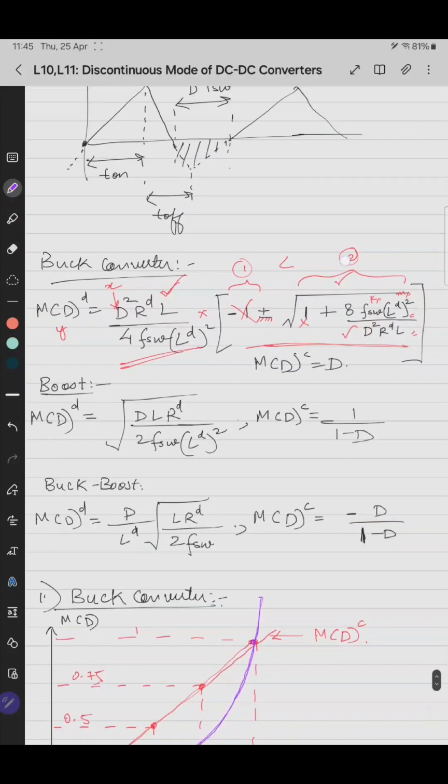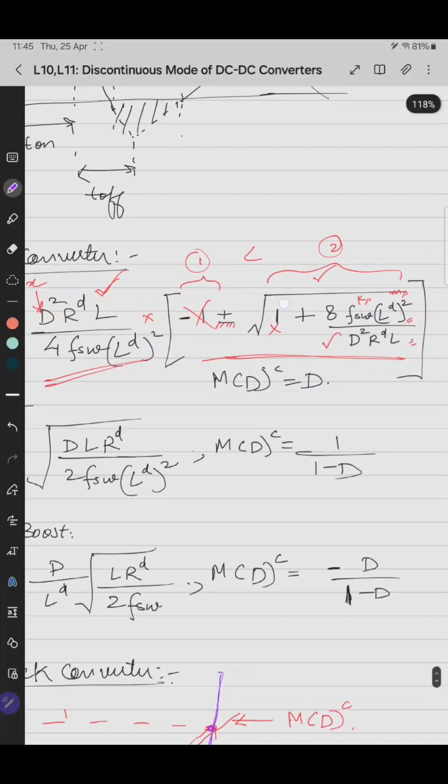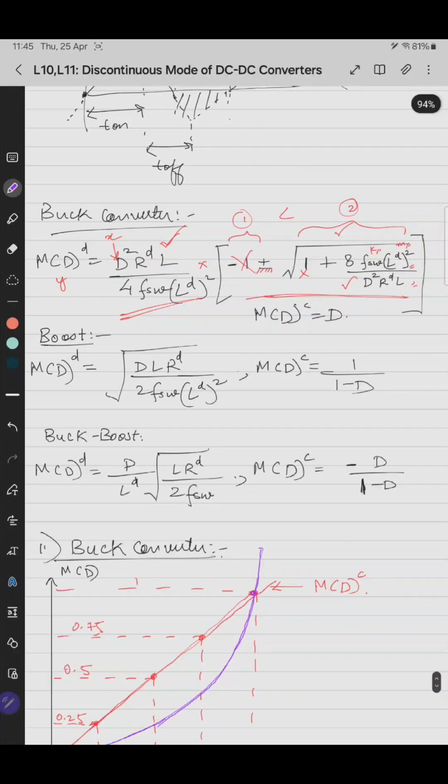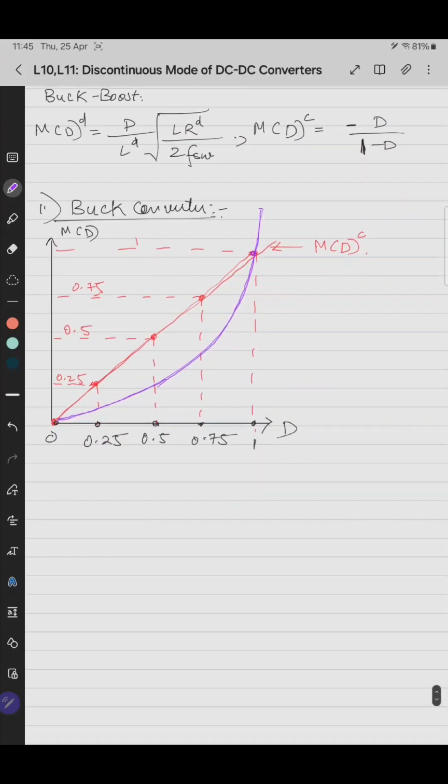At d equals to 0, this expression is what? Infinite. So basically this is 0. 0 into something is 0. At d equals to 1, what is the value of this expression? So it is something. Yeah. So this is M of D of C and this is M of D of D, discontinuous conduction mode.